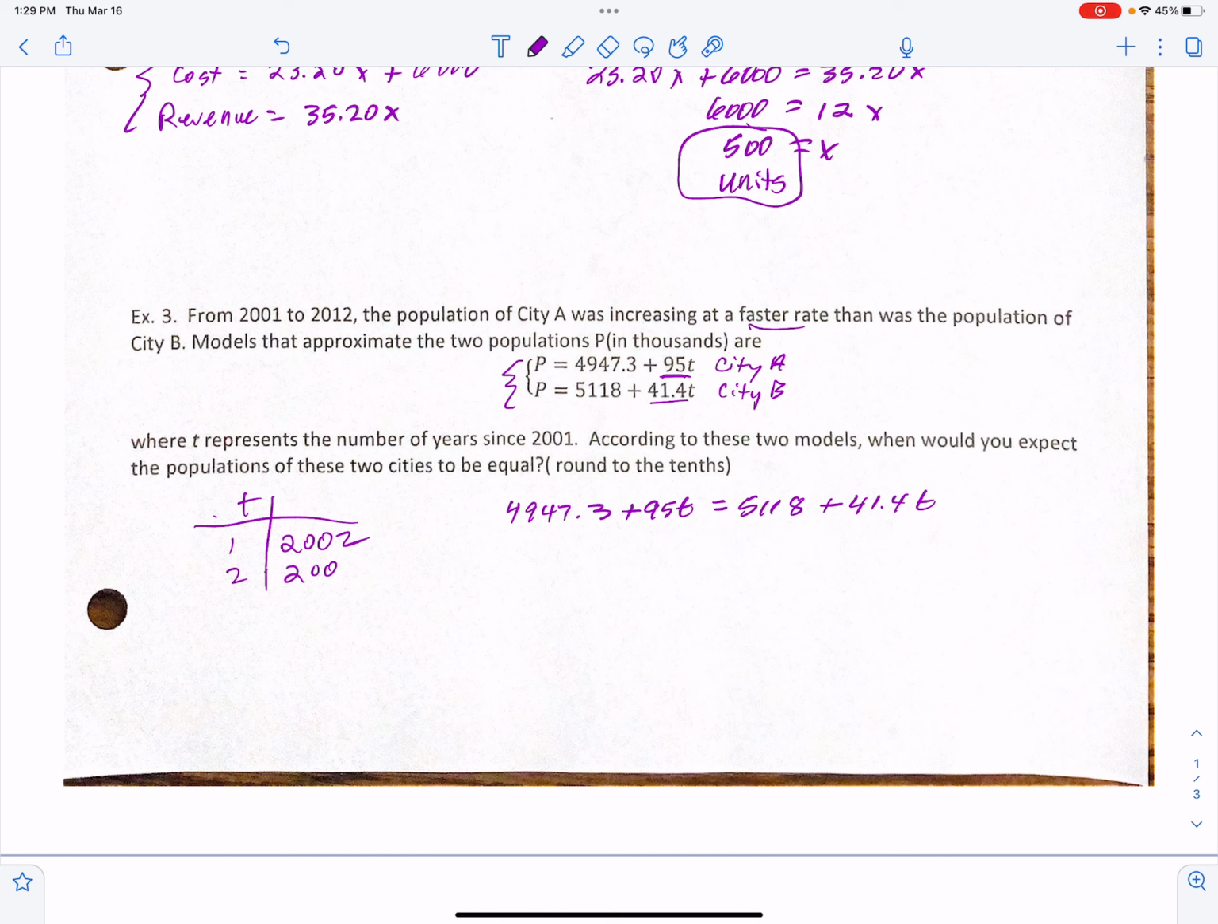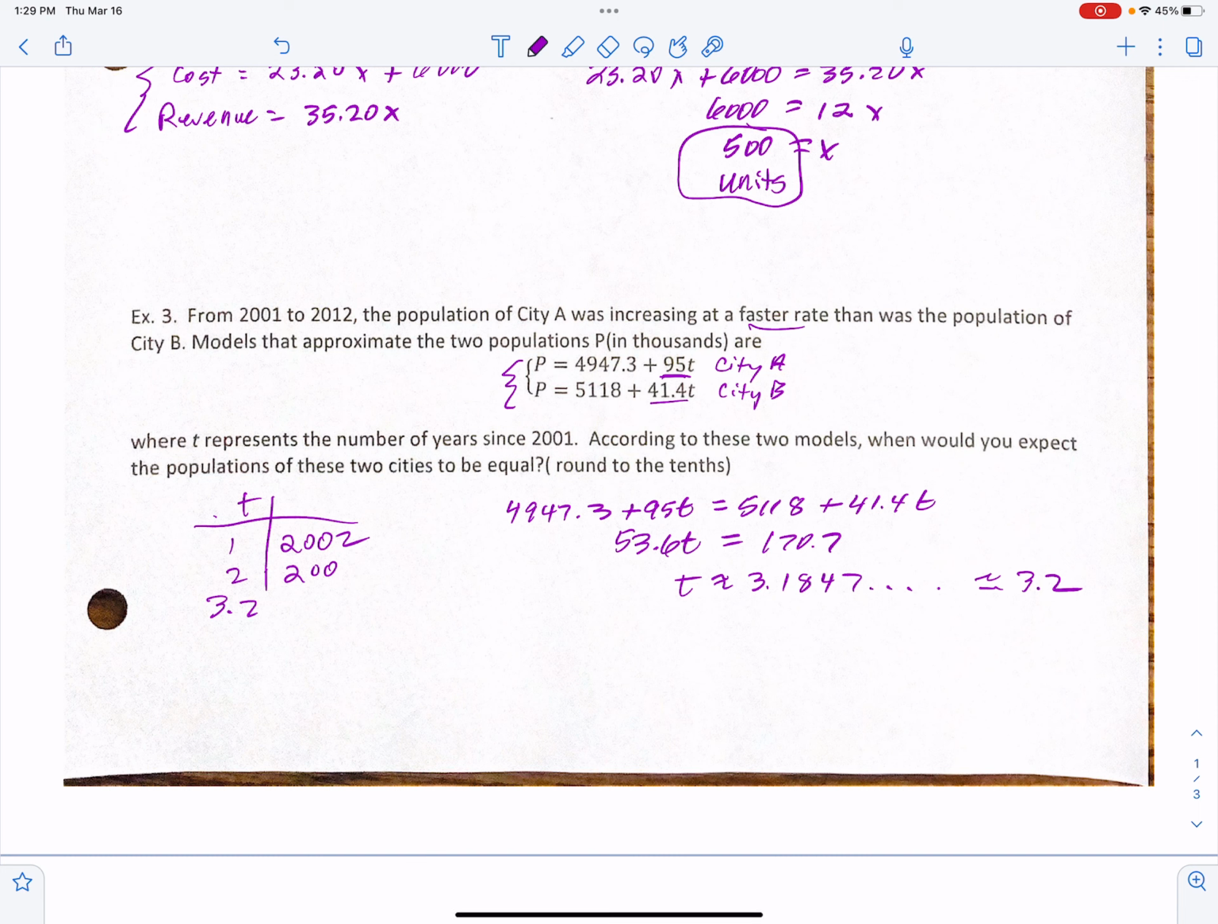And as you solve that, if I subtract the 41.4, I have 53.6 T here. And subtract the 4,900 from the 5,118, you get 170.7. And if I divide that, I get about 3.1847, which is the time in years. Rounded to the nearest tenth, that is 3.2. And so I think about T being 3.2.